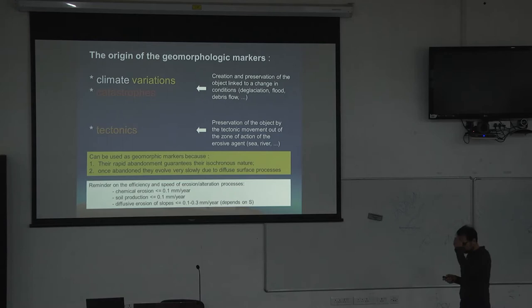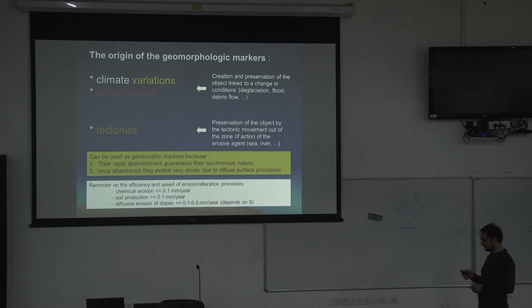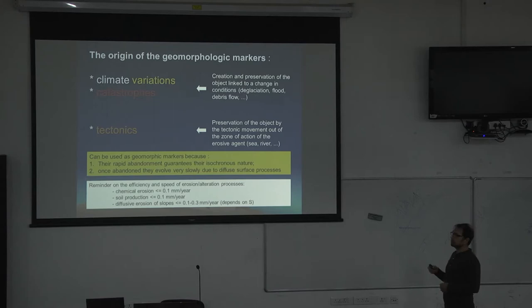So the origin of the geomorphic markers can be climatic, like I mentioned for the alluvial fan. It was created during some humid period, and then the climate changed and the marker was abandoned. It can also be linked to catastrophe. You get a big debris flow that creates a massive fan, and then after that, the fan will be re-incised and abandoned. For moraine, it is linked to deglaciation, so to climate variation.